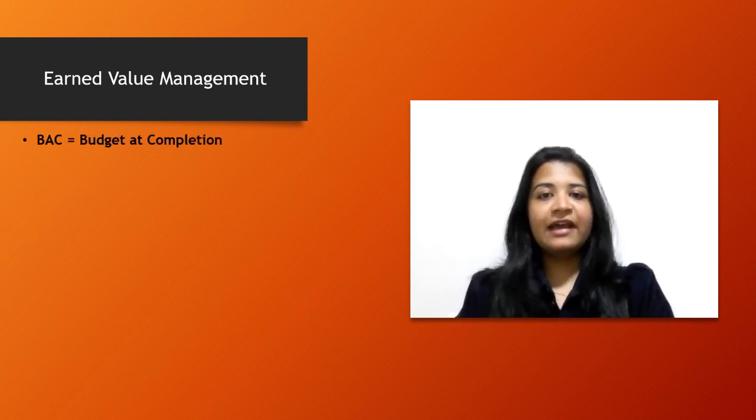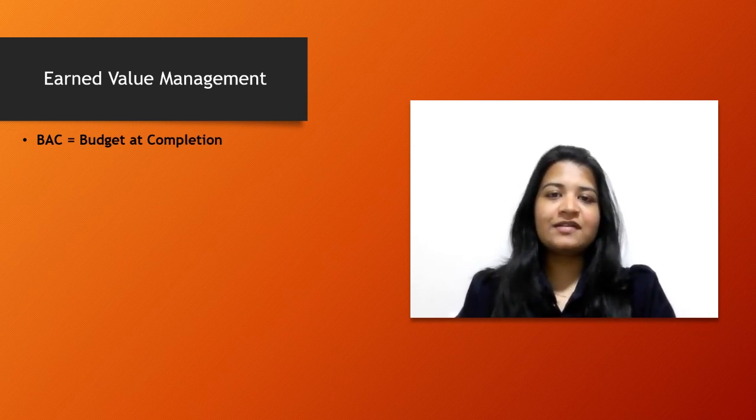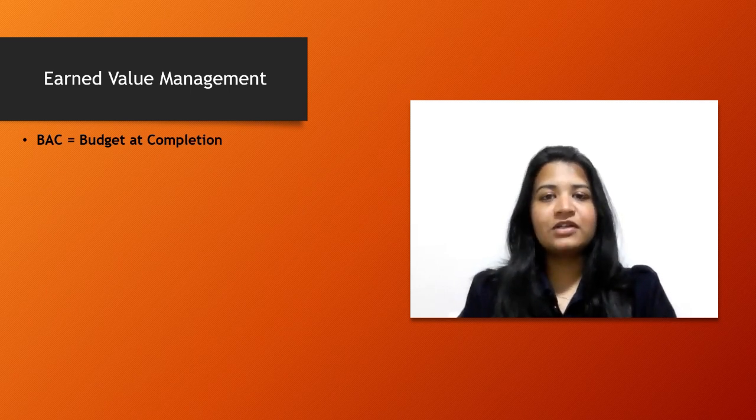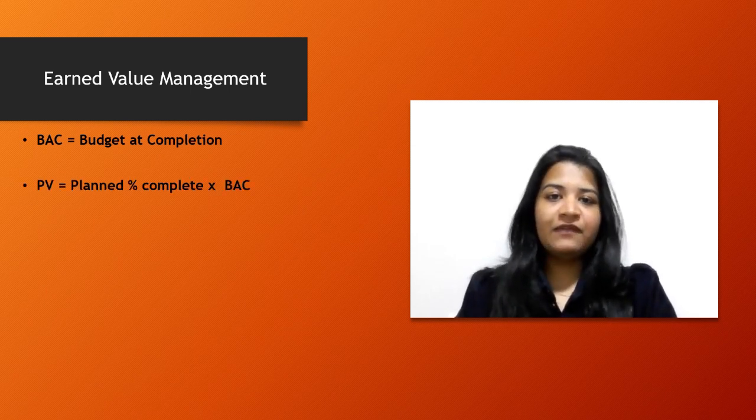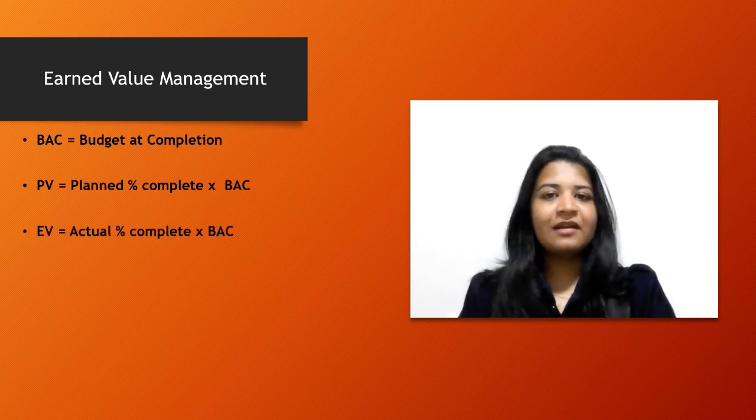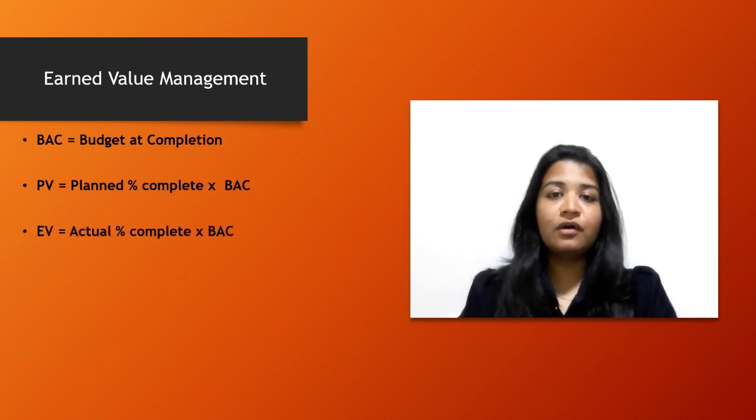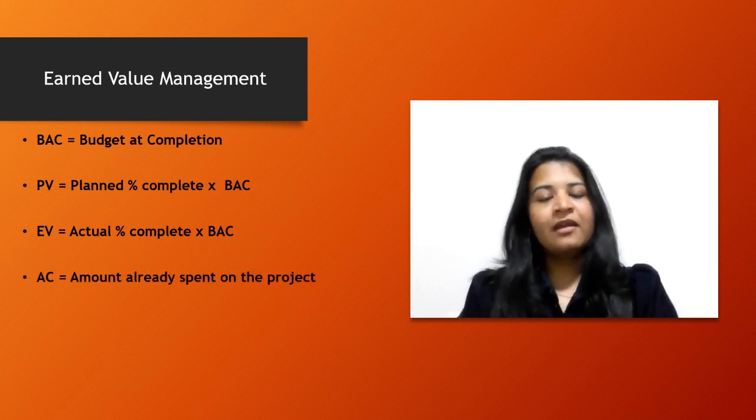So the first one that I have over here is BAC, which is budget at completion. And it actually doesn't have any formula. It is just the total amount of budget or the total amount of money allocated for a particular project. So BAC is budget at completion. Next we have PV, which is planned percent complete times BAC. Next we have EV, or earned value, which is actual percent complete times BAC.